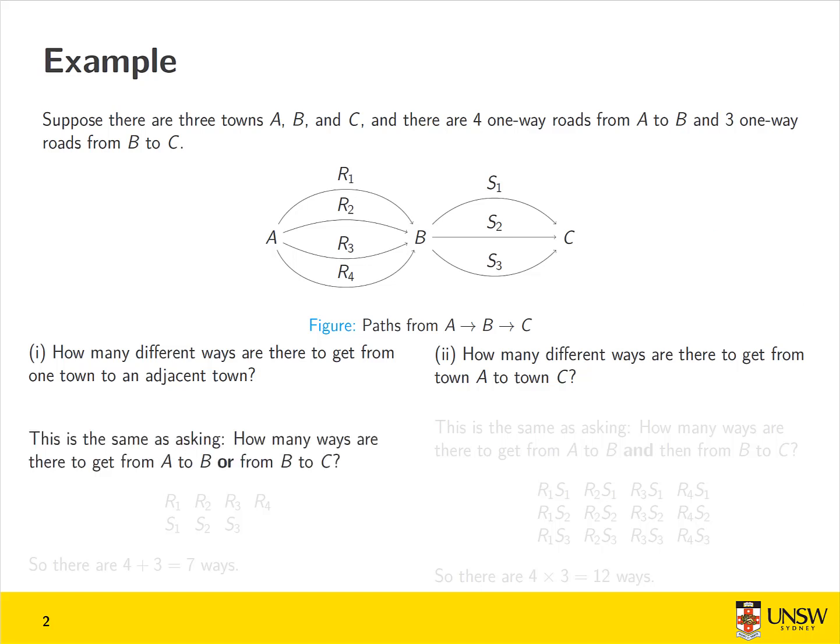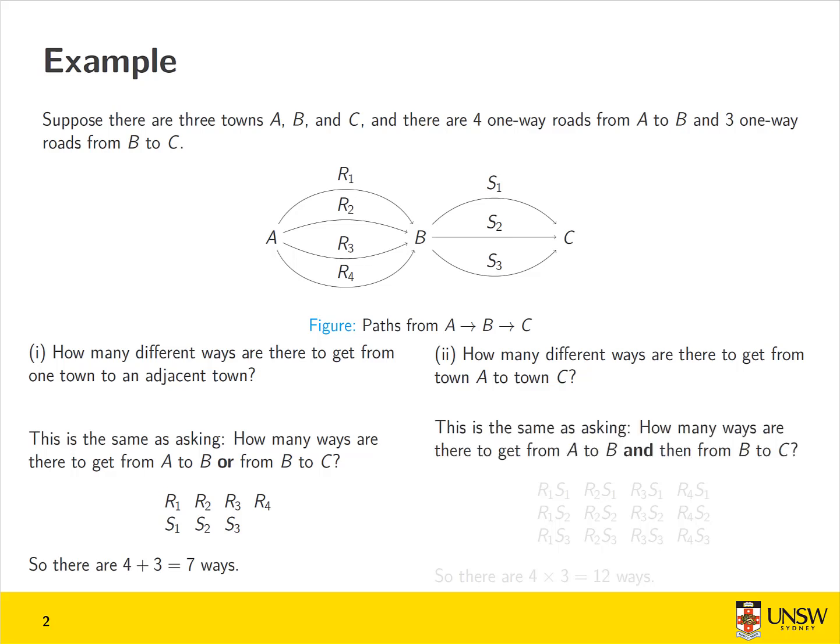For the first problem, note we are asking how many ways there are to get from town A to town B, or from town B to town C. We can list them in sequence to see that there are 4 plus 3 equals 7 total ways. Notice, since this question asked for the outcomes of one event or another independent event, the addition law applied.